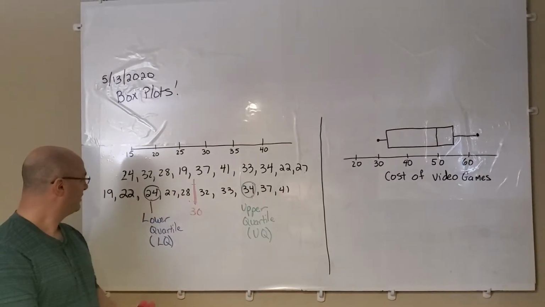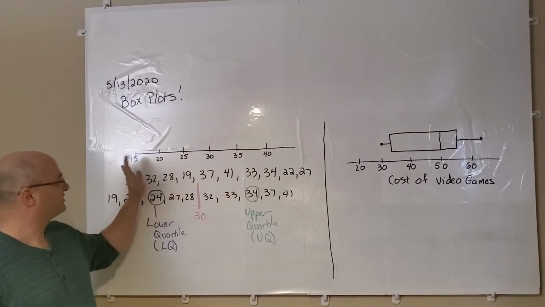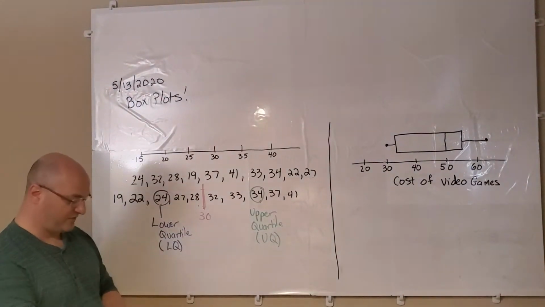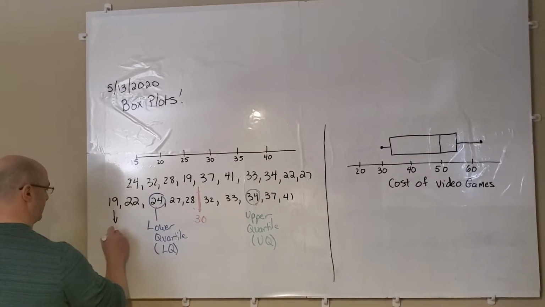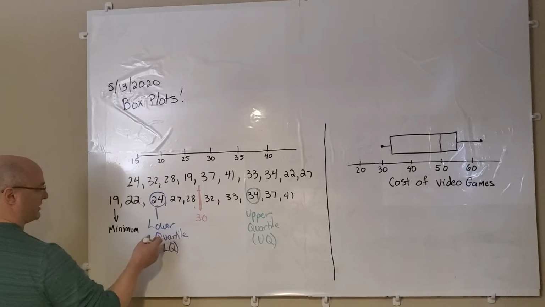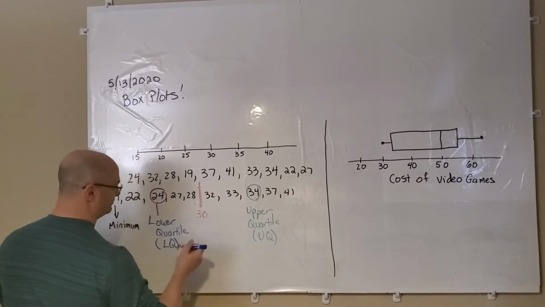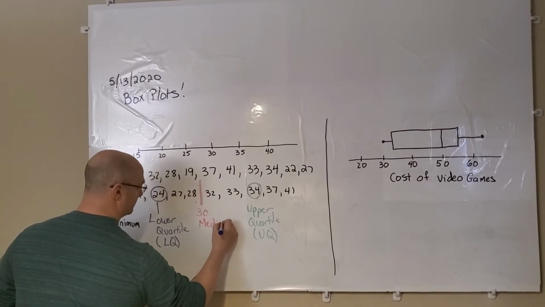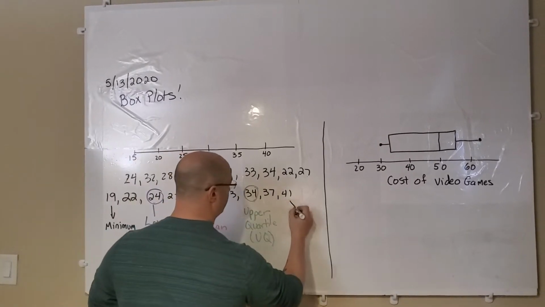So, first thing we need to do is have a number line. You notice the number line isn't all the numbers on it. We spaced it out a little bit. We need to know a few things: our minimum, our lower quartile, our median, which I should really relabel, our upper quartile, and our maximum number.